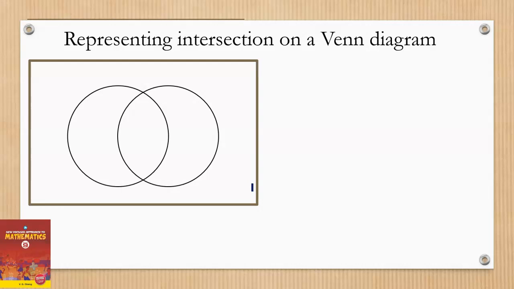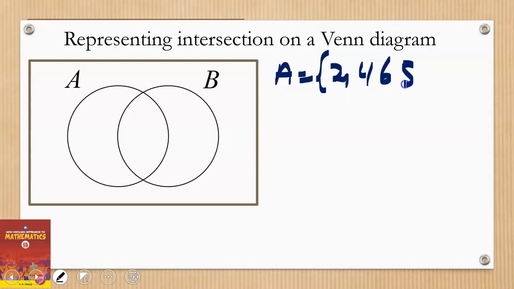And so the first example we have here is how do we represent intersection on a Venn diagram? How do you shade the portion to represent an intersection? So let's say we have set A here and set B here. It could be that set A is equal to maybe 2, 4, 6, 8, and set B is equal to 2, 3, 4.